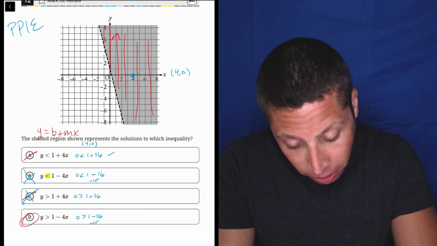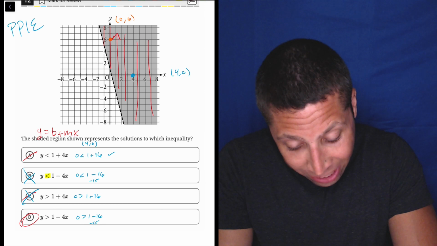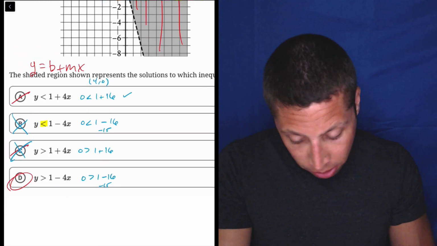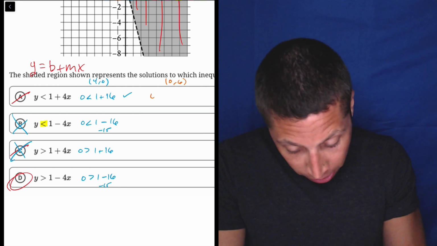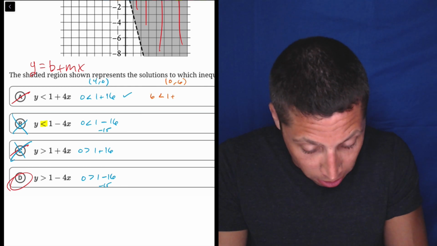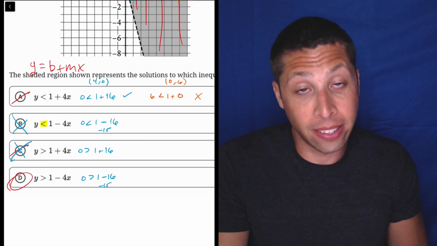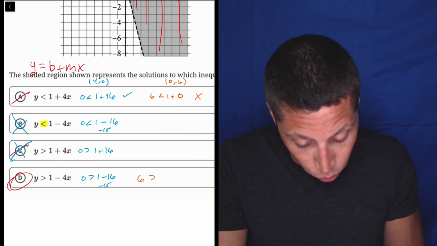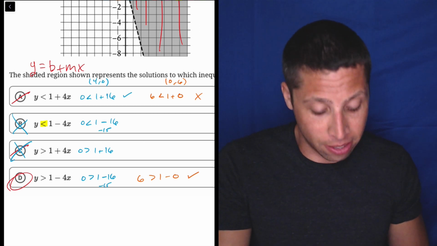So maybe I would go up here. Let's go to 6, or in this case 0, 6. Let's kind of flip it so the 0 is in a different place and just see what happens there. So now I'm going to go 0 is my x, 6 is my y. So 6 is less than 1 plus, well, 4 times 0 is 0. So that's not true, right? 6 is not less than 0. And if we do that in choice D, the only choice that's left, 6 is greater than 1 minus 0. That is true. 6 is greater than 1.